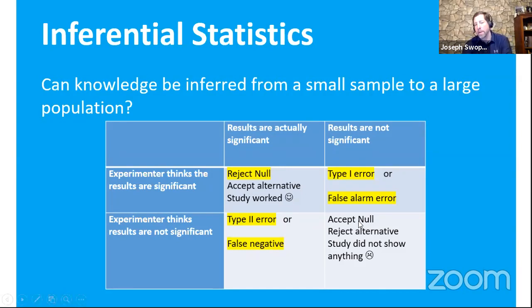Let's look at this bottom quadrant. If the results are not significant and the experimenter thinks the results are not significant, well, we're going to accept null. Okay, and null said nothing was going to happen. We reject the alternative, and the study did not show anything. Now, let me stop right there because I put a frowny face, and I'm not sure I like my own phrasing here. This points to something outside of the AP curriculum. Let me take a quick minute.